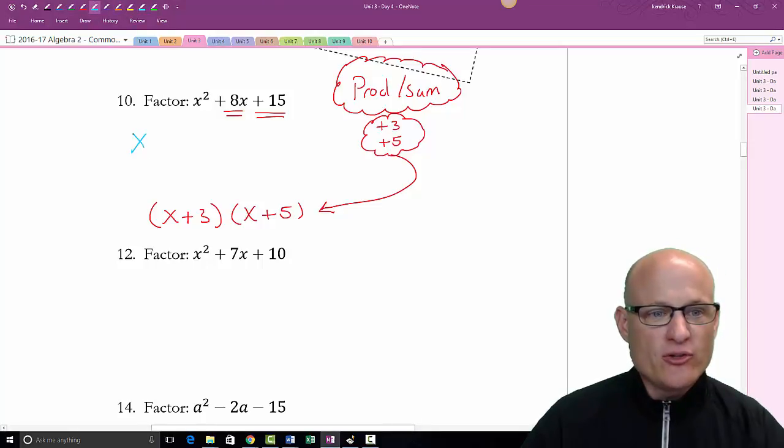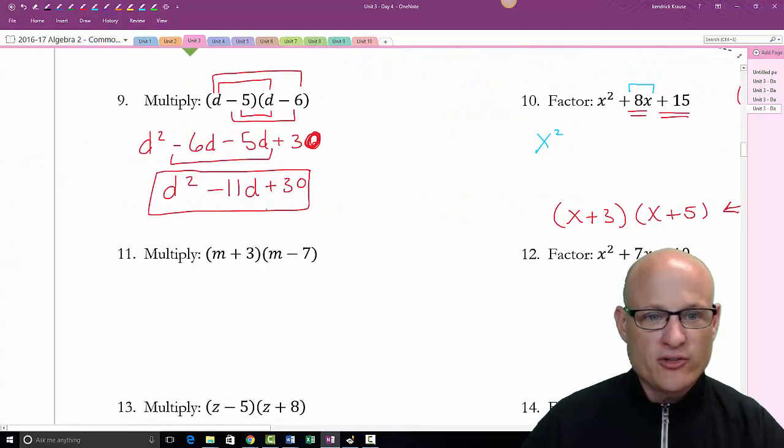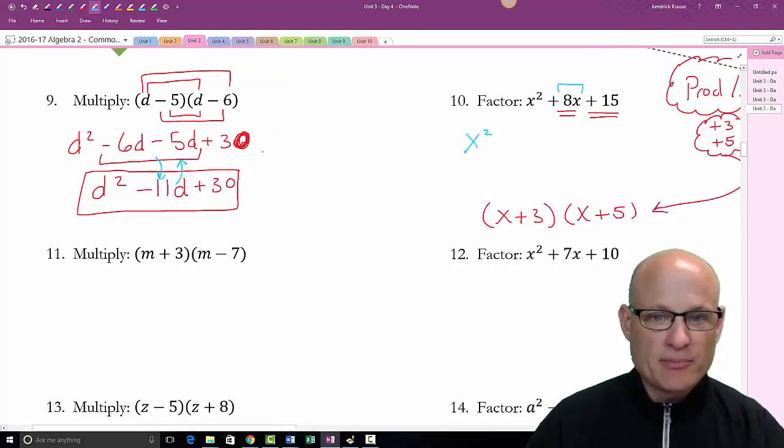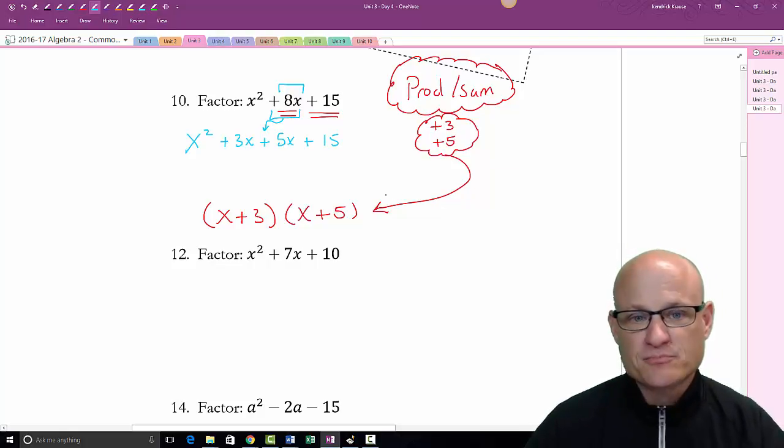So what you're going to do is split that middle term up. Like over here where I took these two and I made this one. Well, now I'm just going to work backwards, and I'm going to split it up. So I'm going to make it x squared plus 3x plus 5x plus 15. So the only thing I did was I split this up. That's all I did.